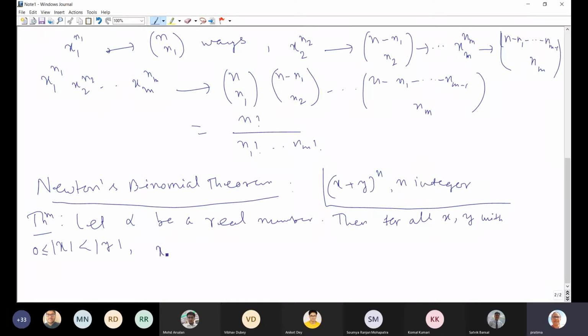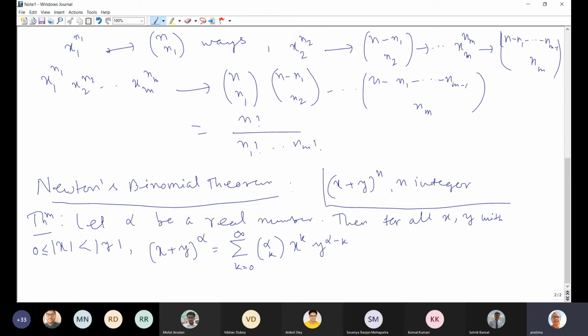One gets this value of (x plus y) whole to the power alpha. This, Newton has given in terms of an infinite series. One gets an infinite series, alpha choose k, x to the power k, y to the power alpha minus k, and k is of course from 0 to infinity.